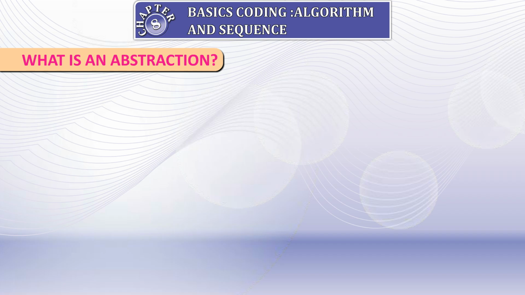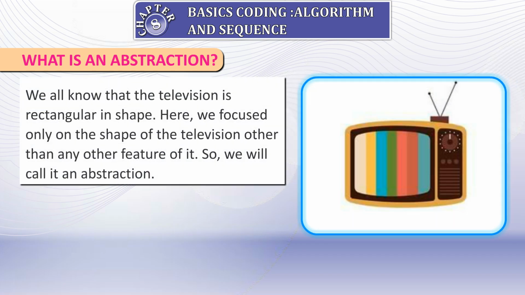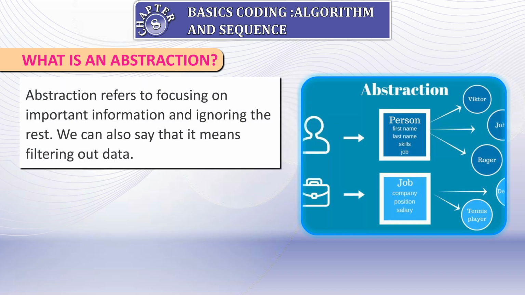What is an abstraction? We all know that the television is rectangular in shape. Here, we focused only on the shape of the television other than any other feature of it. So, we will call it an abstraction. Abstraction refers to focusing on important information and ignoring the rest. We can also say that it means filtering out data.